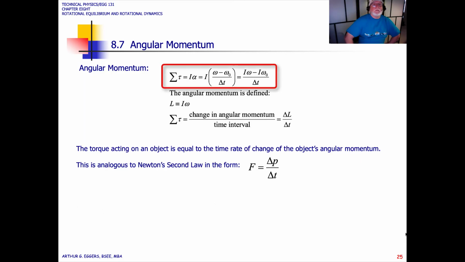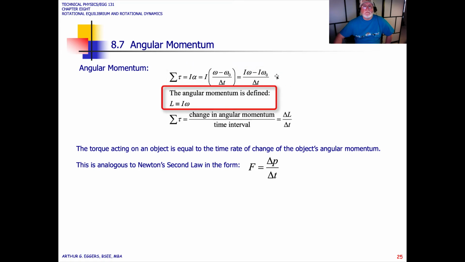Angular momentum. All right, so let's do a little more defining here. We know that if we sum all of the torques, we come up with the moment of inertia times the rotational acceleration, and that value of rotational acceleration is the difference in omega final minus omega initial divided by delta t. So now we have a relationship that we can use to develop some expressions to help us solve problems.